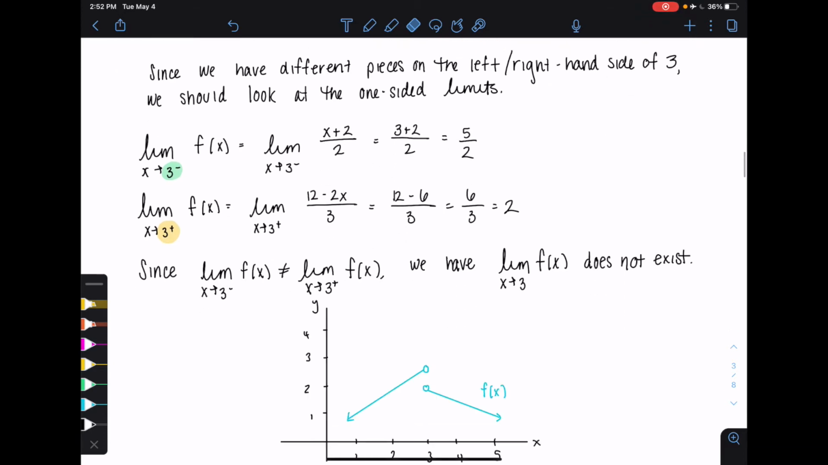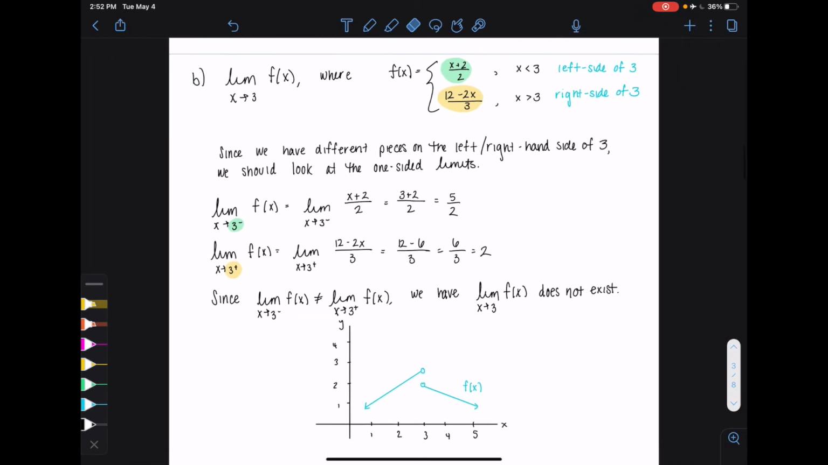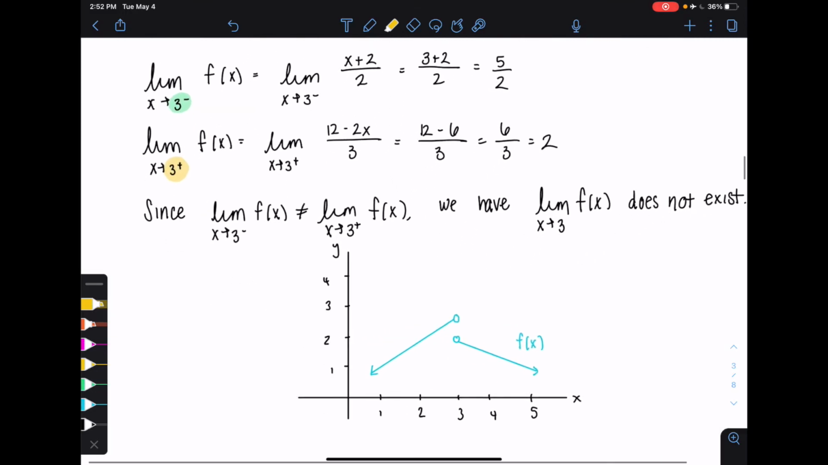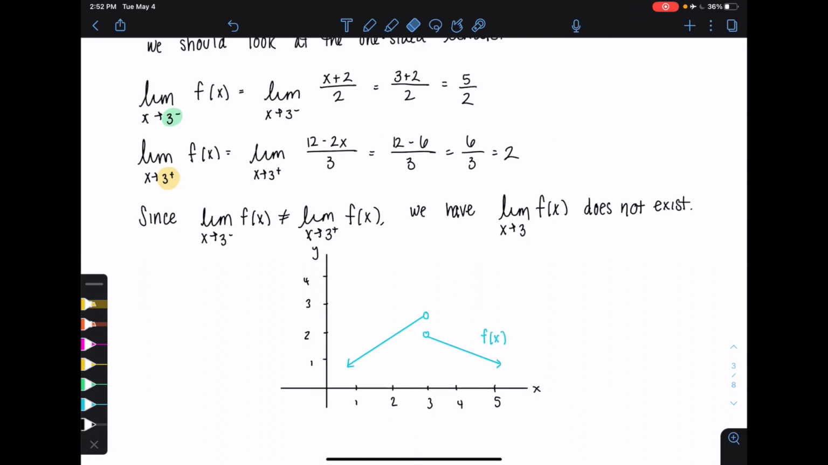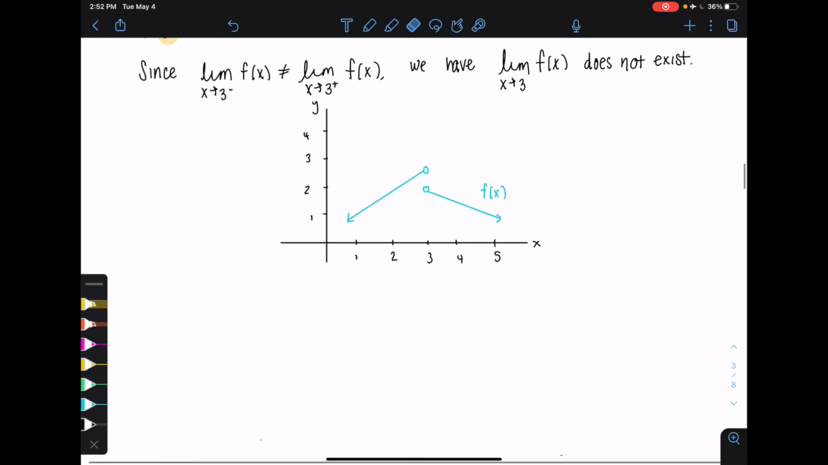Okay? And you could take a look at this function. They're really just both lines. You can distribute it out, put them in slope-intercept form, and graph them. So I just went ahead and did that here. As x approaches 3 from the left-hand side, it goes to 5 over 2, which is 2.5. As you approach 3 from the right-hand side, the output goes to positive 2. Okay? So what you kind of want to notice is that at 3 itself, there's this break in the graph. It's actually just called a jump.